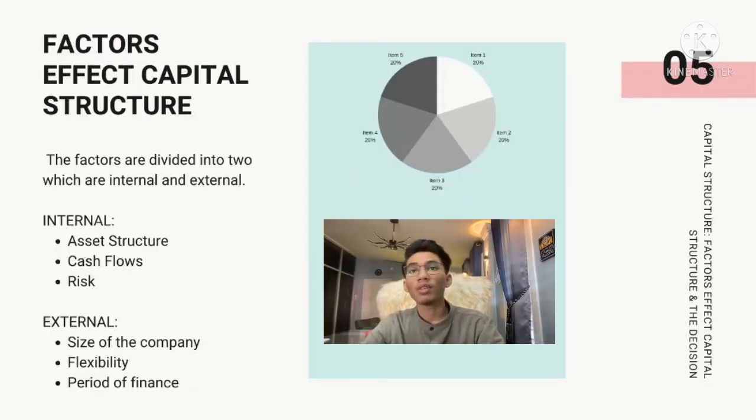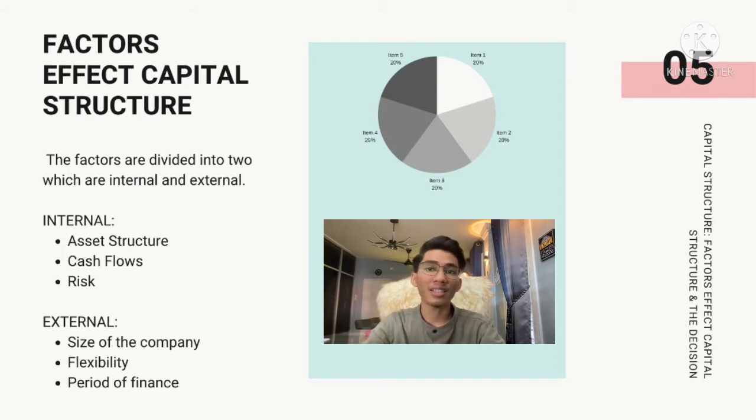Okay, now we will discuss factors affecting capital structure and the capital structure decision. The capital structure's main division is between debt and equity, and the percentage of debt financing is quantified via gearing and leverage. There are a few factors that affect a company's capital structure, and a firm should strive to identify its optimum or best funding combination. The factors are divided in two, which are internal and external.